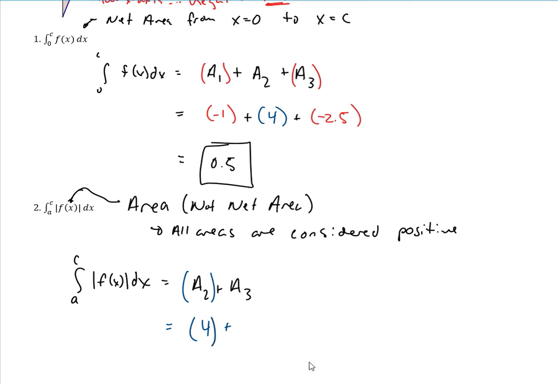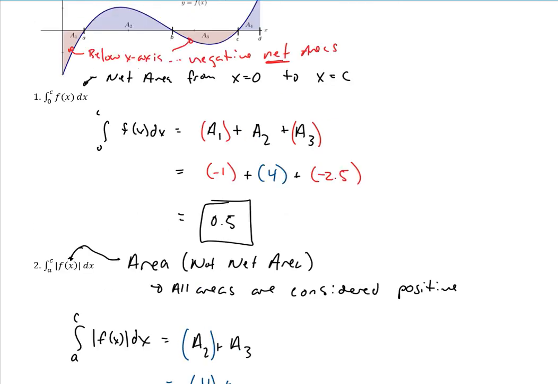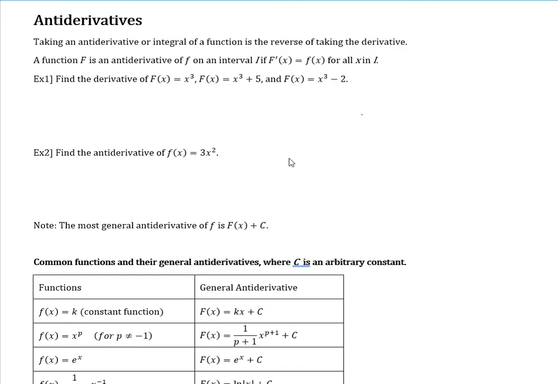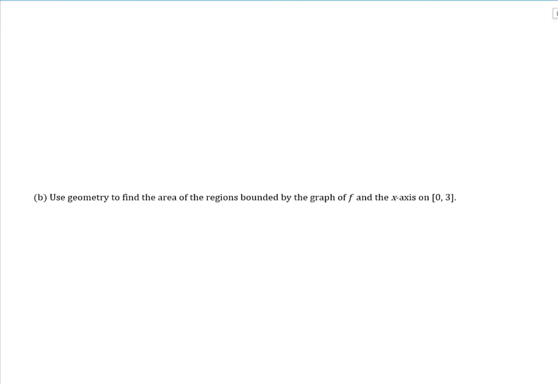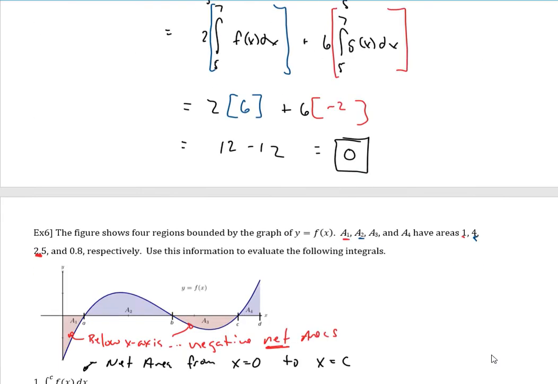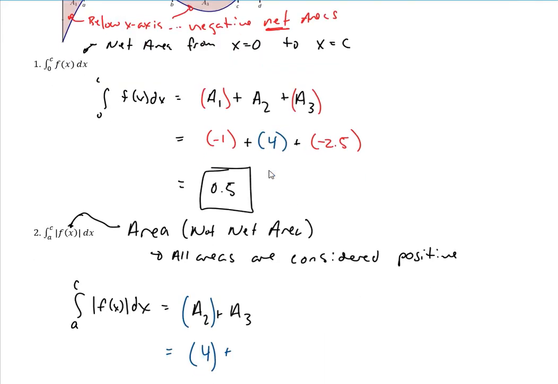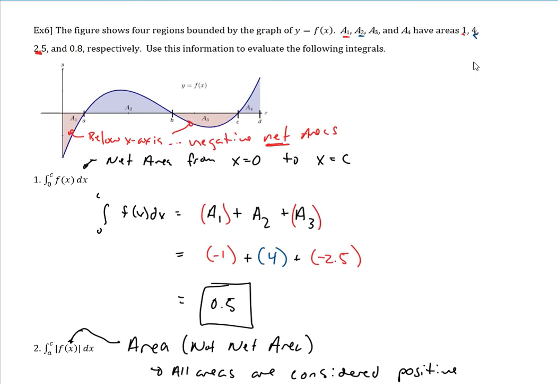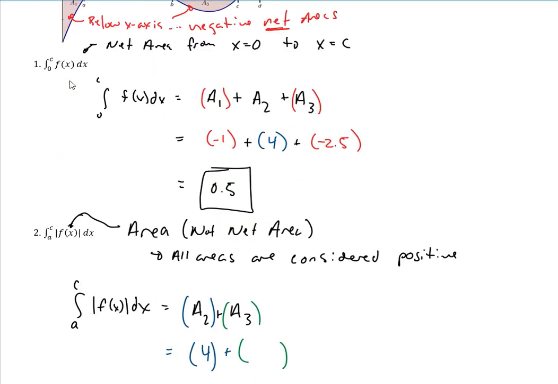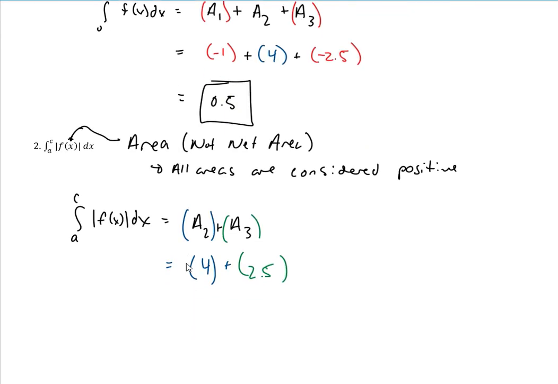And then we have plus area 3. I'm going to put it in green. Area 3 is below the x-axis. There's area 3. So net area, it would be negative, but just area, it's now positive. So area 3, in the information they say is 2.5. So we would have 4 plus 2.5. All right, and then now we could just add those, and it's done, 6.5. Okay, so there we go.